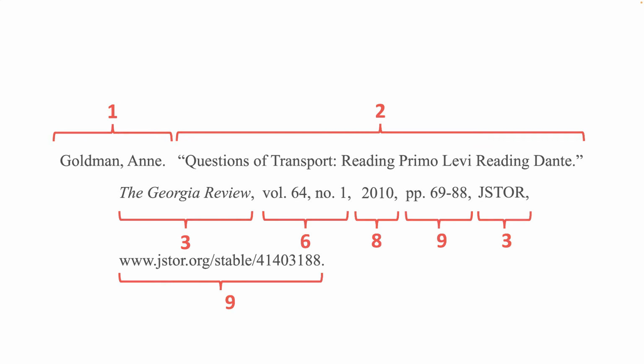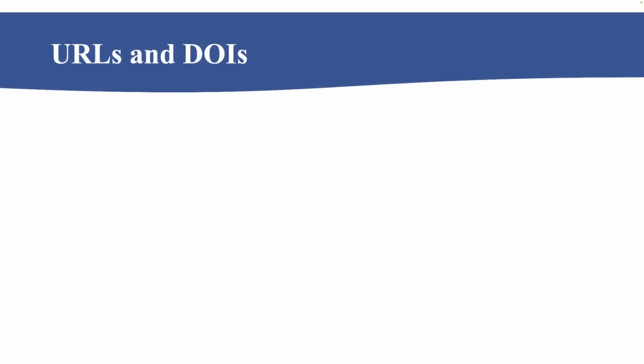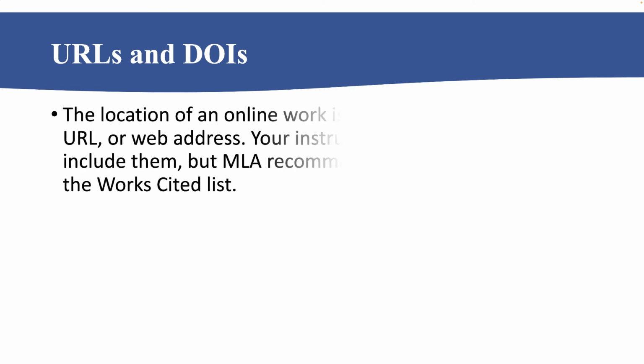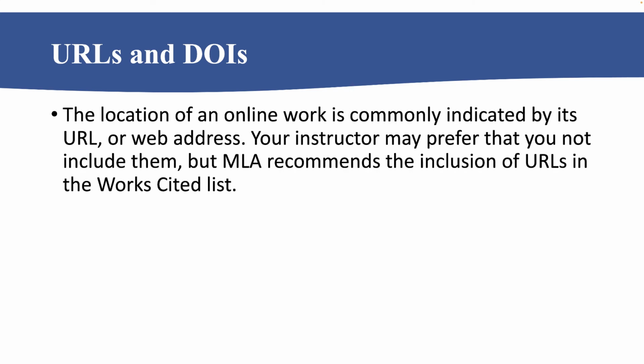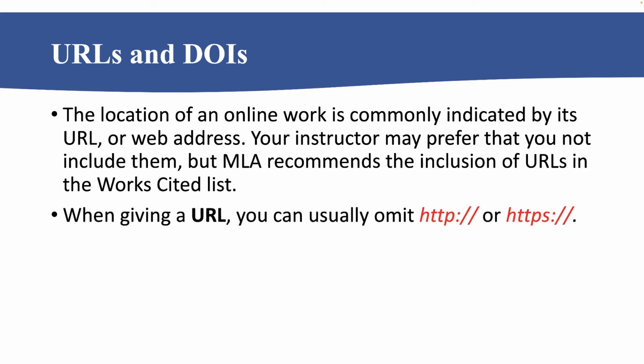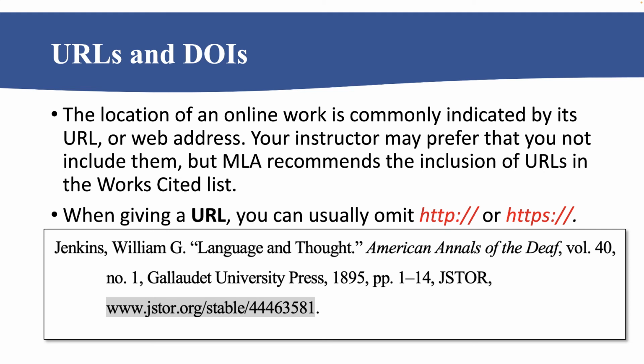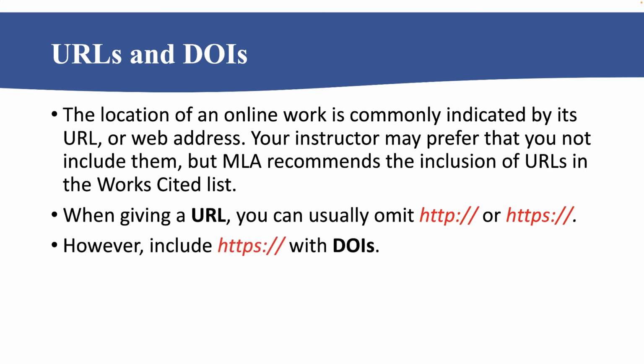because you're citing a source from a database. When you're looking at databases, we need to distinguish between URLs and DOIs. The location of an online work is commonly indicated by its URL or web address. Your instructor may prefer that you not include them, but MLA recommends the inclusion of URLs in the works cited list. When giving a URL, you can usually omit the HTTP or the HTTPS. And so, for example, here's a source listed from JSTOR, and we do not list the HTTP before the www.jstor in its location.